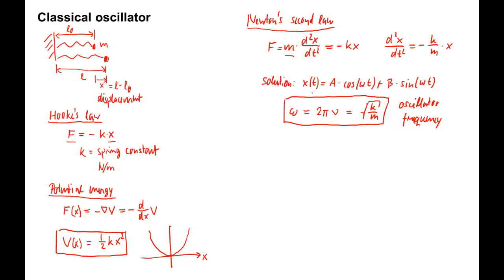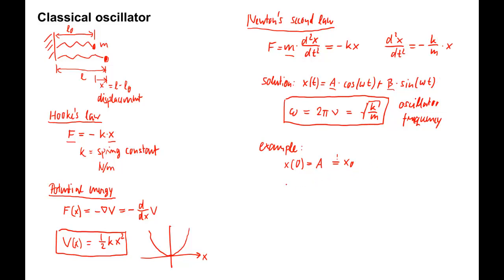X of t, the solution, describes the time dependence of the extension of the spring from equilibrium. A and B are constants that depend on initial conditions at time 0. Let's look at an example. Let's stretch the spring to a displacement of x0 and let it go at time 0. First, this means that x at time 0, which according to the equation above equals A, has to be equal to x0. Well, that determines A equals x0.